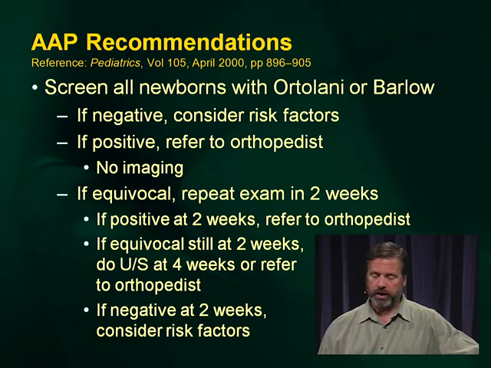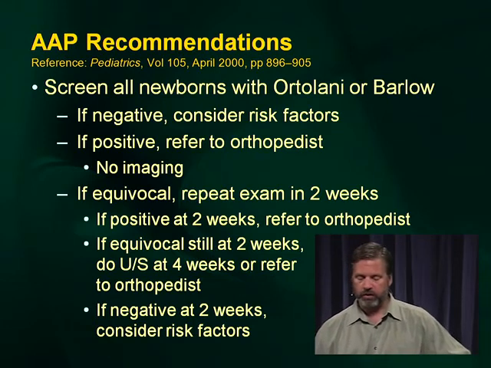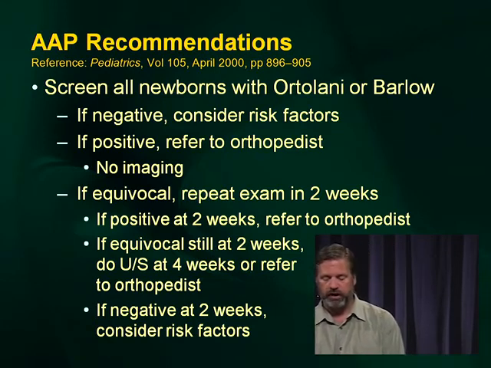So the AAP recommendations now are to screen all newborns with Ortolani or Barlow. If it's negative, look at the risk factors. If it's positive, refer to an orthopedist without imaging. If it's equivocal, which many of them are, then repeat the exam in 2 weeks. And if it's positive, refer to orthopedics. If it's equivocal, then think about doing an ultrasound. If it's negative at 2 weeks, you can, again, consider the risk factors.